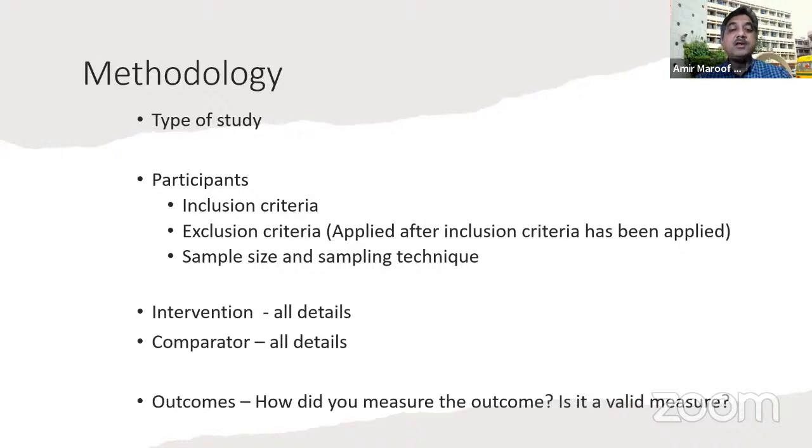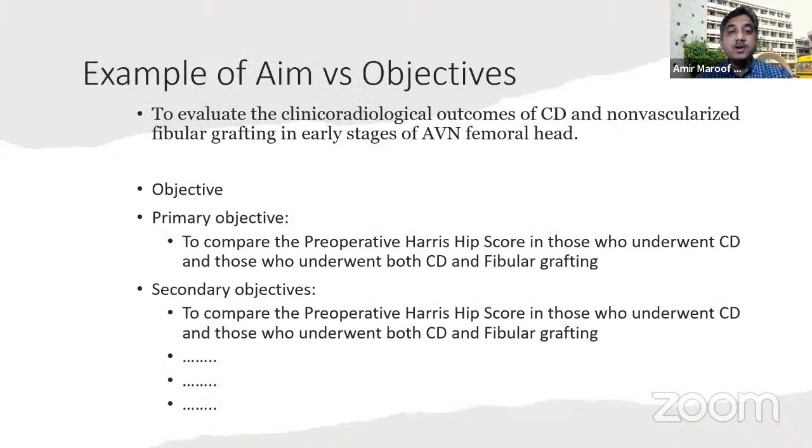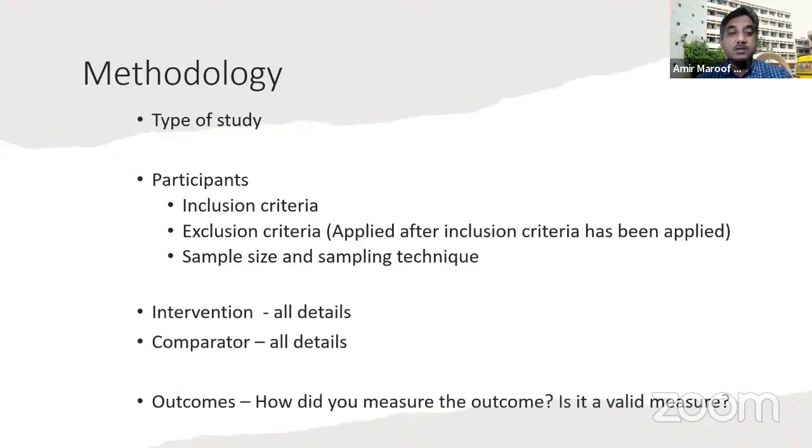All the definitions that are being used also have to be mentioned. In this particular case, if we see scores like the postoperative Harris score, what is the definition of this? That also has to be mentioned, and that will come in the outcome part.